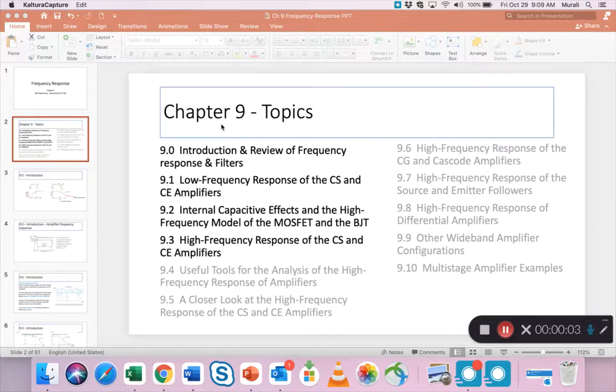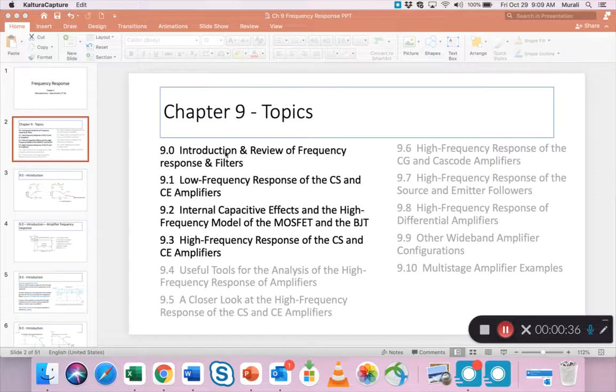Hello class, and welcome back to our study of frequency response, which is chapter 9 in our textbook. So in my last two recordings, the first was the lecture and another was the problems, we looked at these two topics. 9.0, which is basically just a review of previous material that we have covered on frequency response, filters, Bode plots, and so on.